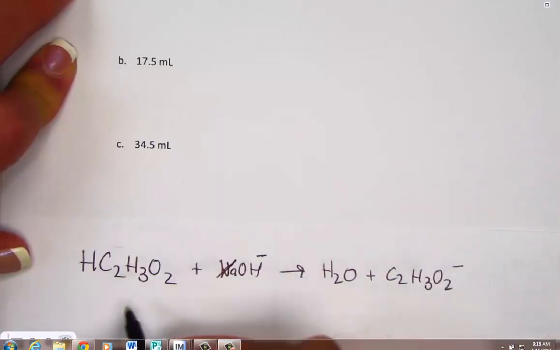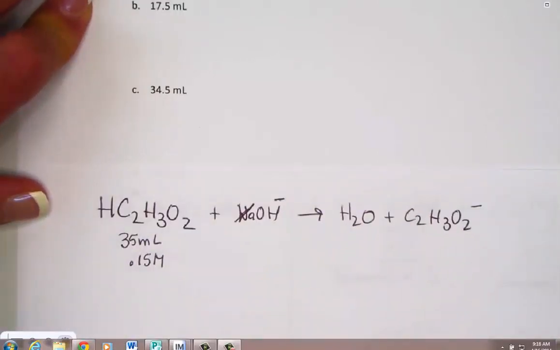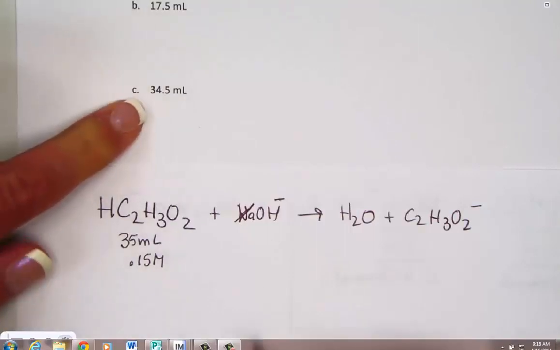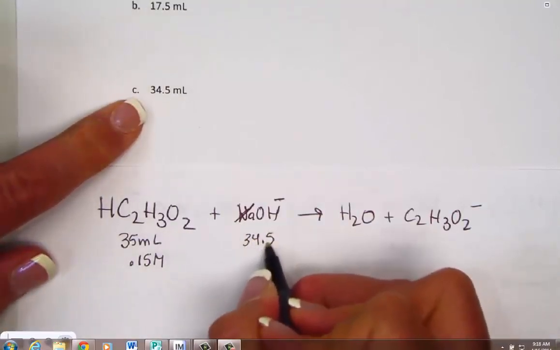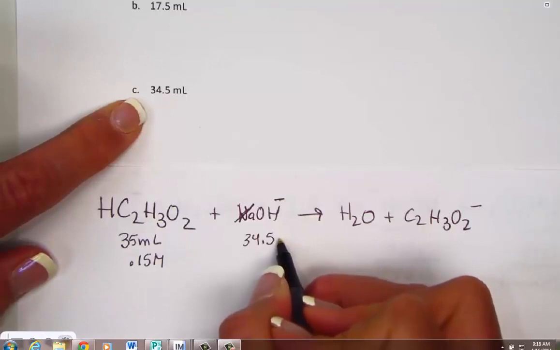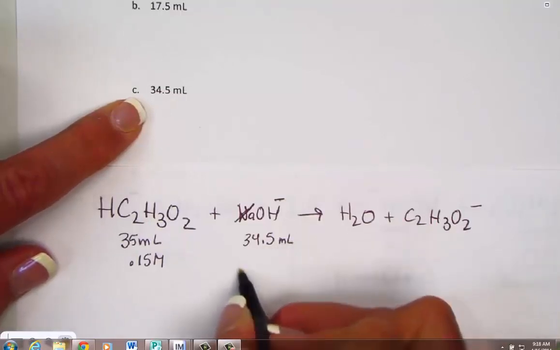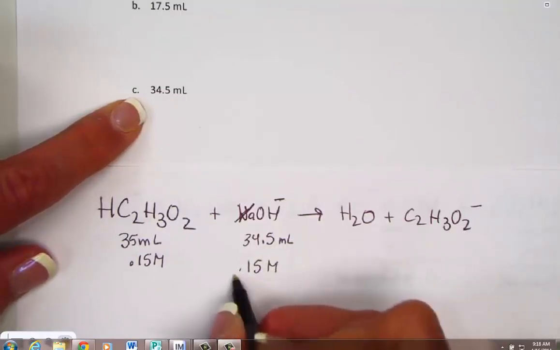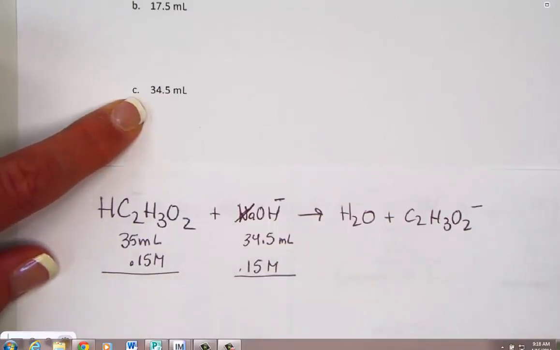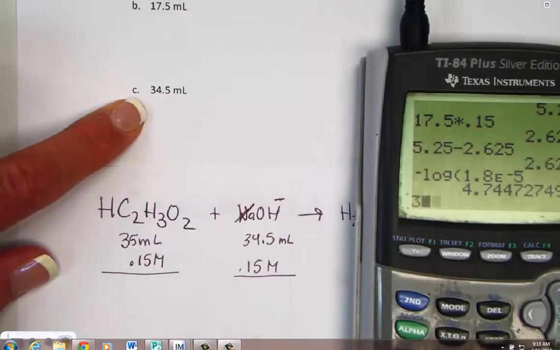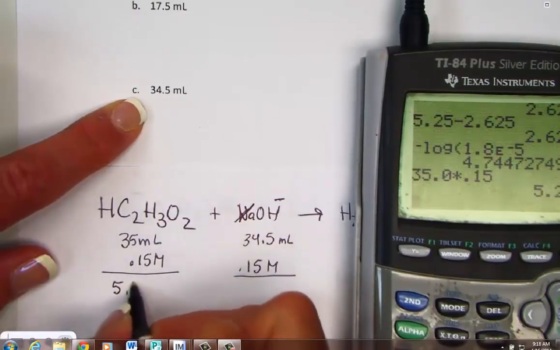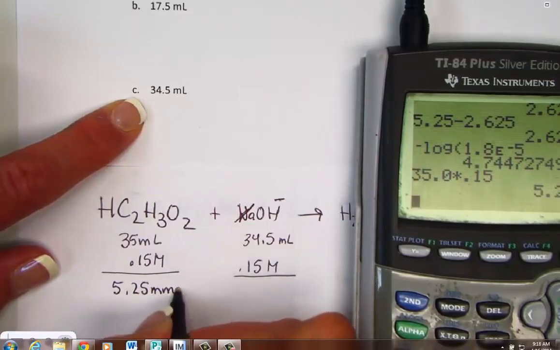Alrighty, so now we still are using 35 mils of a 0.15 molar hydrogen acetate, acetic acid. Now I've added 34.5, almost to the equivalence point, aren't we? Milliliters, and this is also 0.15 molar. How many millimoles are present? So we'll just re-hit again. 35 mils times 0.15. That was our 5.25 millimoles.